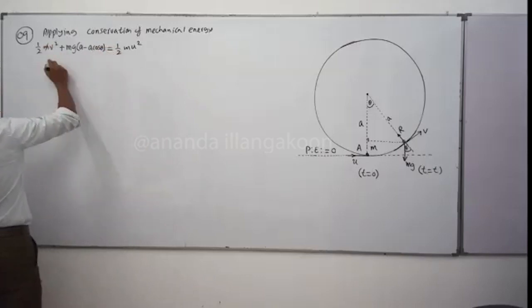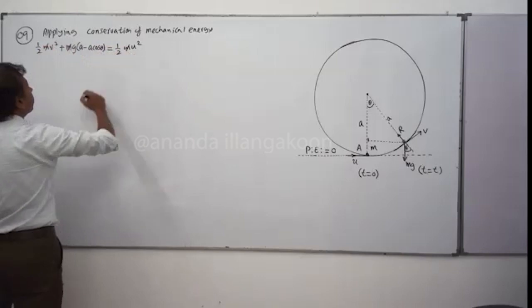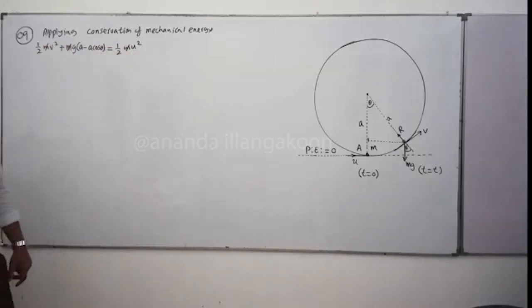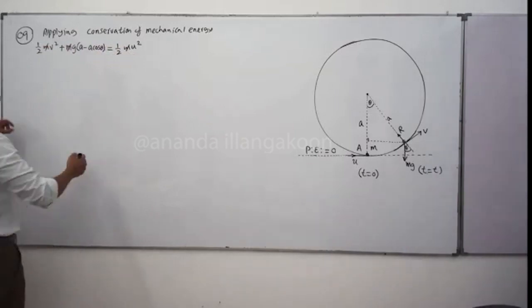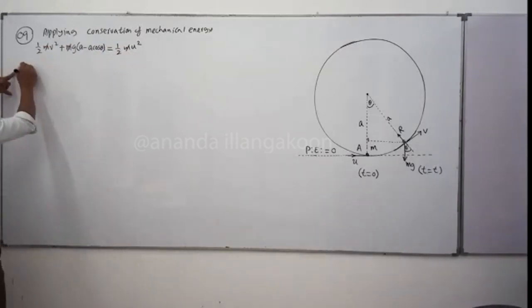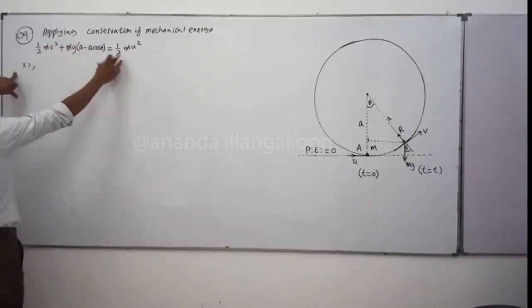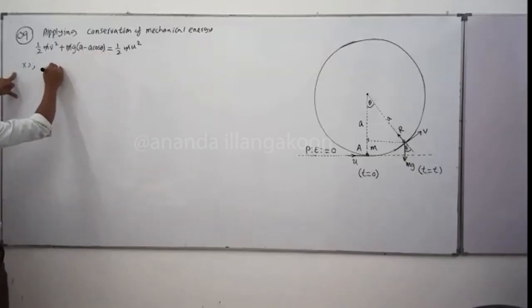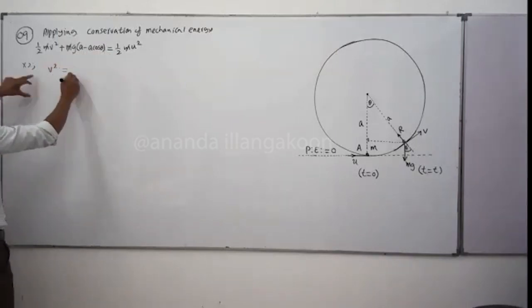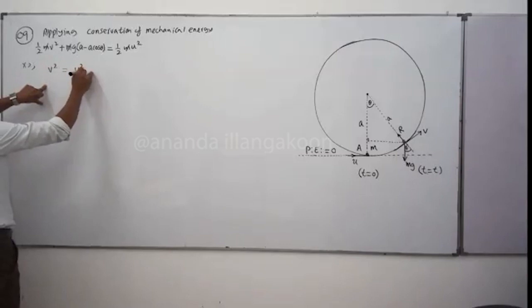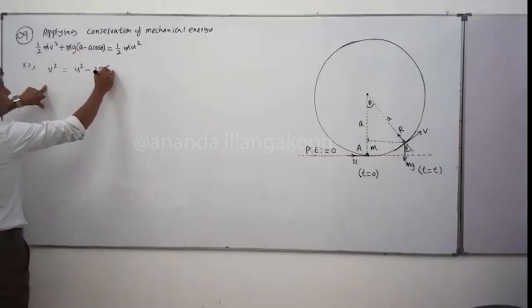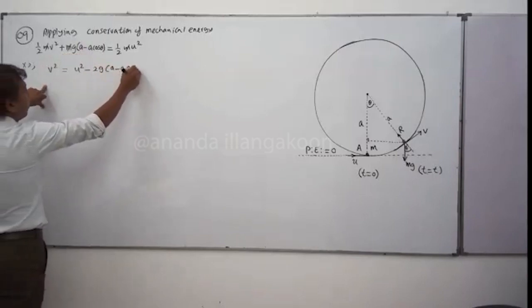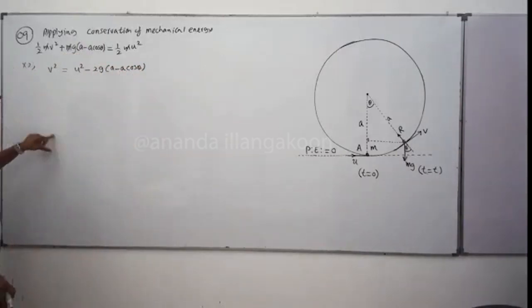You can cancel down this A. Let's make B squared the subject, no? Multiply this by 2. Meantime, take this right hand side. Then we get B squared is equal to U squared minus this right hand side, 2GA minus A cos theta.